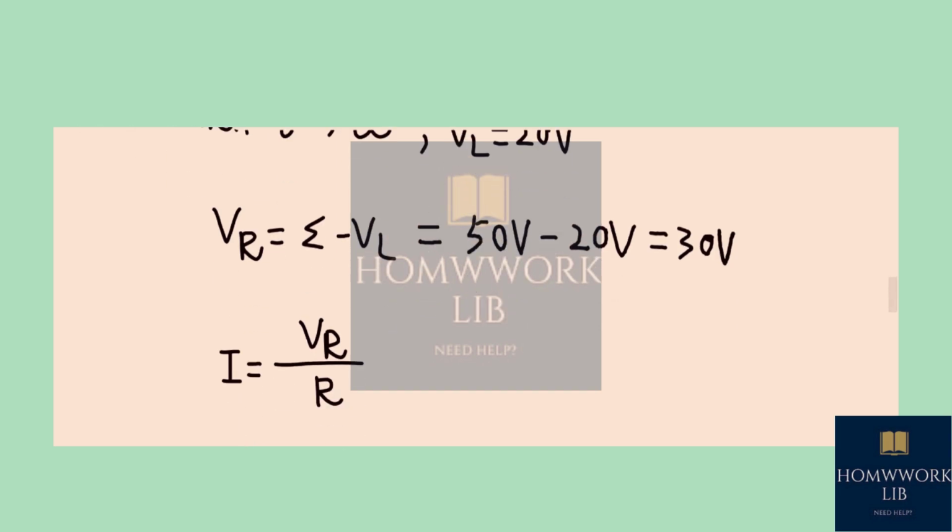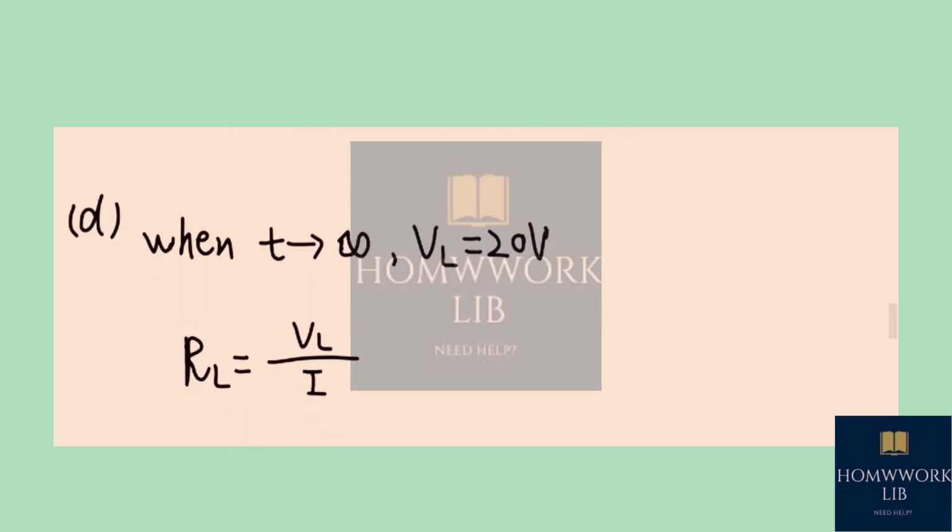And we know the current in the circuit is actually equal to the current through the resistor. So therefore we can determine the current by simply using VR over R, which is equal to 30 volts over 10 ohm. And this will give us 3.0 ampere. So the current in the circuit is 3.0 ampere.